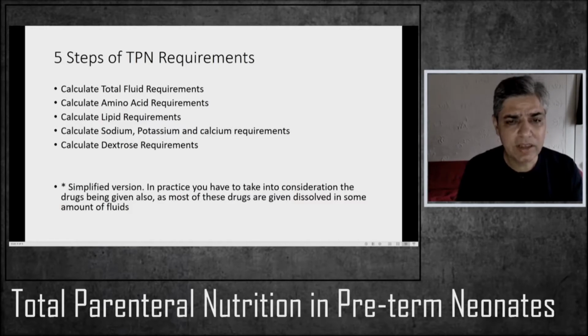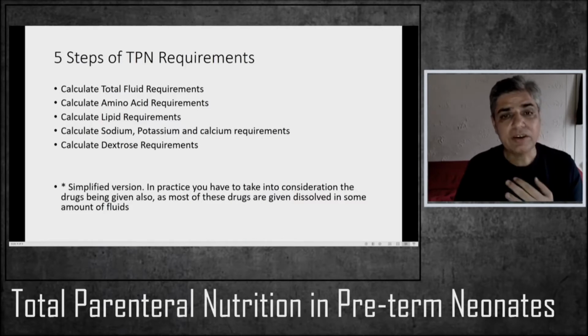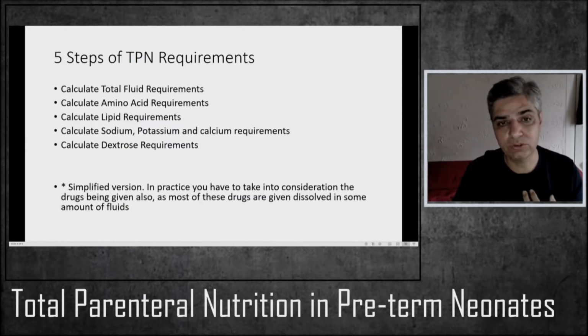Now, please keep in mind that when I say these 5 steps are simplified, it simply means that this is one of the simplest methods to calculate the TPN requirements. In real life, conditions are more complex, because most of the time, if you are giving TPN, these babies, whether they are preterm or term, would be quite sick, and they would be getting other drugs as well. And most of these drugs are given in some form of solution. So there would be some fluids going along with the drugs as well, so they also have to be adjusted.